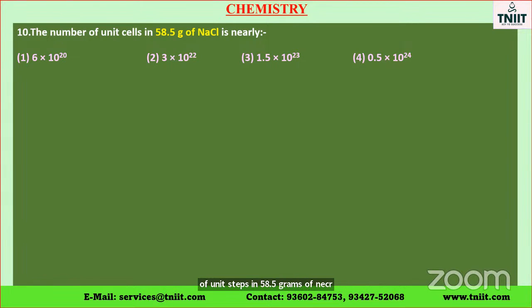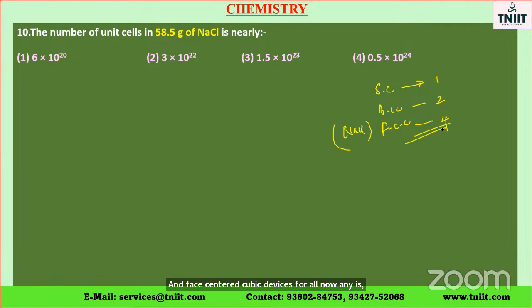So you should remember, we have learned simple cubic lattice, body-centered cubic lattice, face-centered cubic lattice. The number of particles for simple cubic lattice is 1, body-centered cubic lattice is 2, and face-centered cubic lattice is 4. Now, NaCl belongs to the face-centered cubic crystal system. So the number of particles in NaCl is 4.